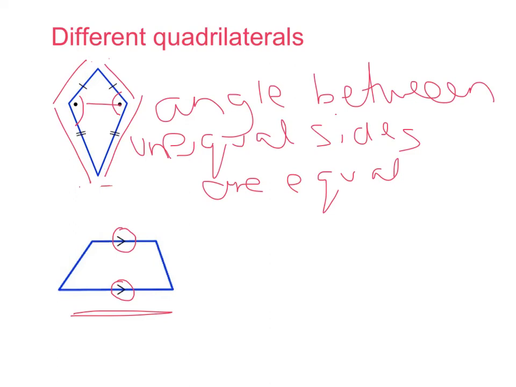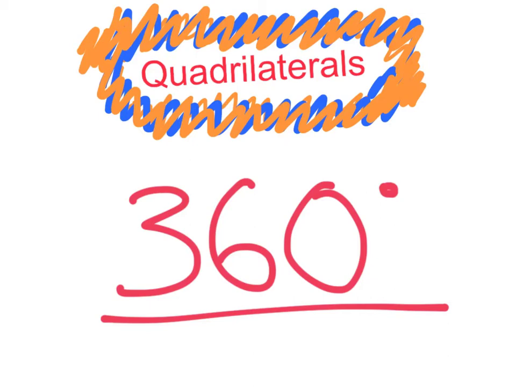All you need to understand with quadrilaterals is the interior sum of an angle, no matter if it's a trapezium, a kite, a rhombus, a parallelogram, a square, a rectangle, the interior sum of their angles is equal to 360 degrees. Let me say it again. The interior sum of the angles of a quadrilateral, no matter what it is, is 360 degrees. That is all you will need to understand, guys.